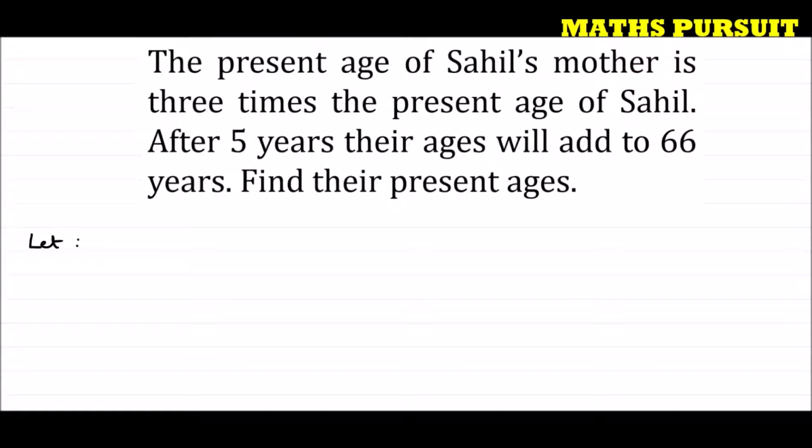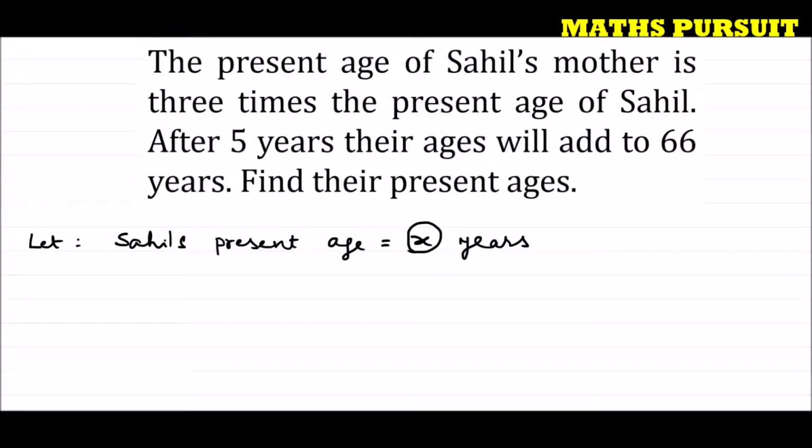Let Sahil's present age be equal to x years. And the question is saying that the present age of Sahil's mother is 3 times the present age of Sahil. So we assumed Sahil's age as x years.